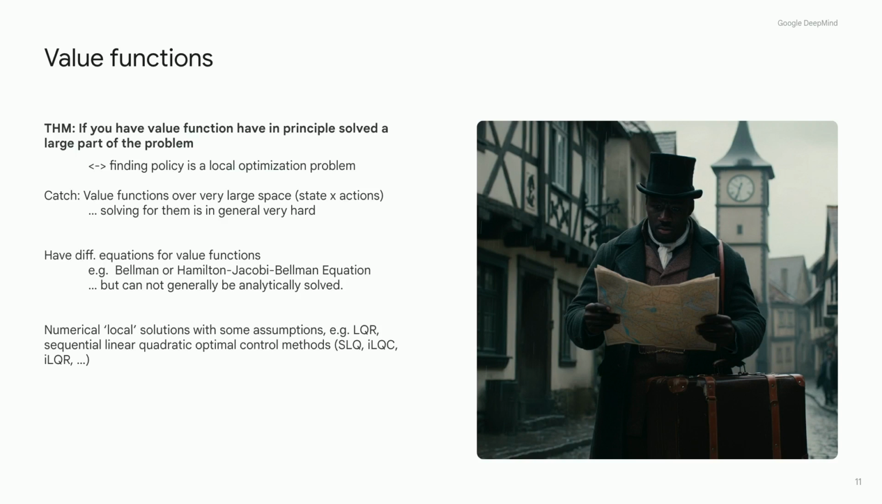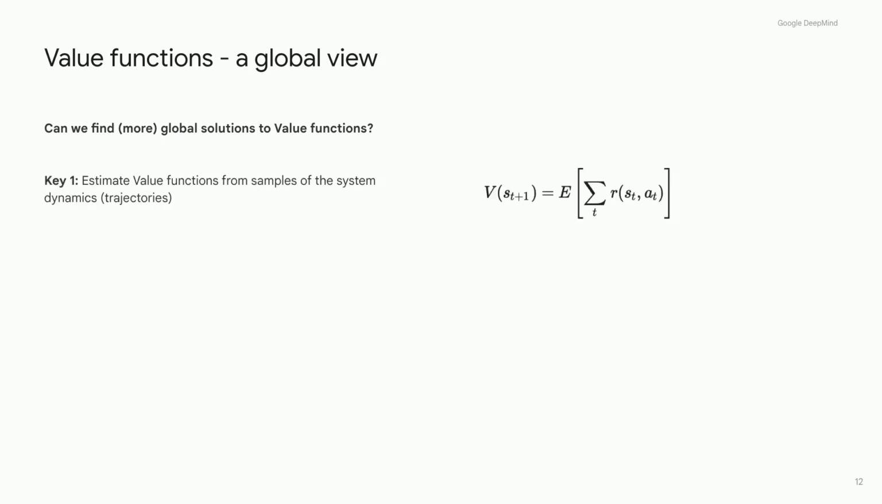In particular, if you do sequential linear quadratic control methods like SLQ or iLQR, you basically start somewhere and you solve your value function locally around the trajectory where you're solving from. The question is, can we do this in a more global way? And this is basically what reinforcement learning gives us, or the latest crop of deep reinforcement learning. And there are three keys in order to do this.